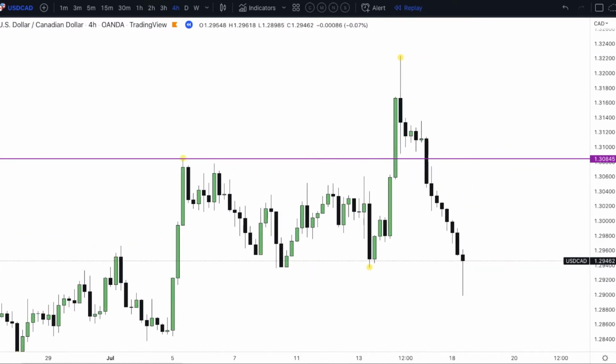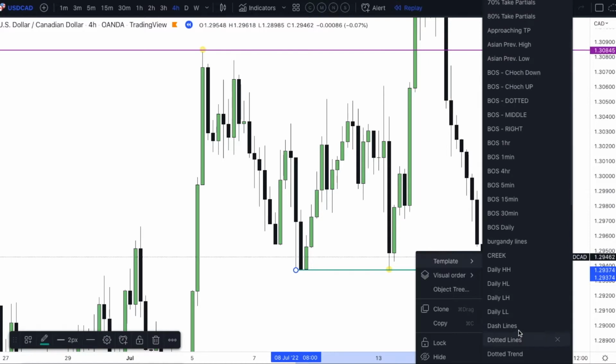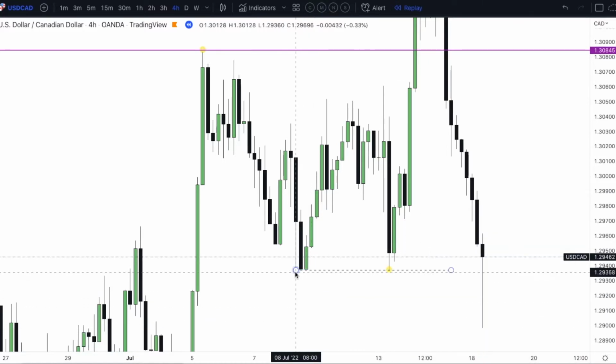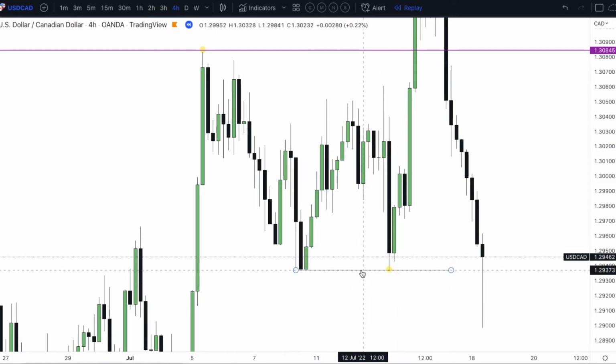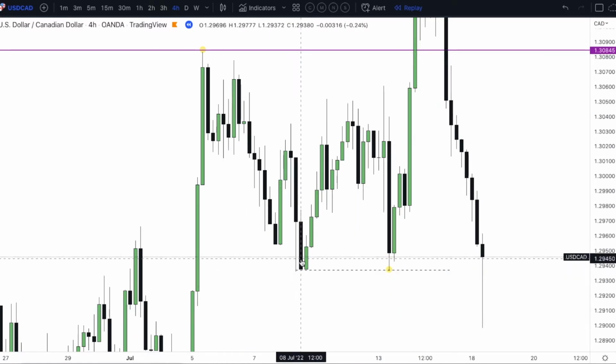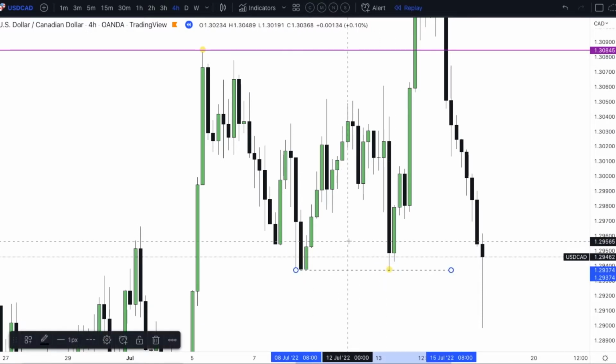Now let's look at this area here. As we can see, these points here are rather equal. So this makes these equal lows. To simplify, this is our higher low area here, because this is considered a previous low, and this is a higher low because they're equal lows.